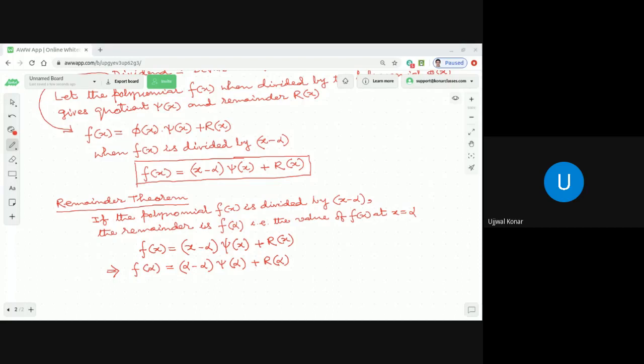So that is R(alpha), you can say it is the remainder. Correct or not? So we can write just r to represent the remainder. Now alpha minus alpha is what? Zero. So what do we get? f(alpha) equals r, that implies r is equal to f(alpha).